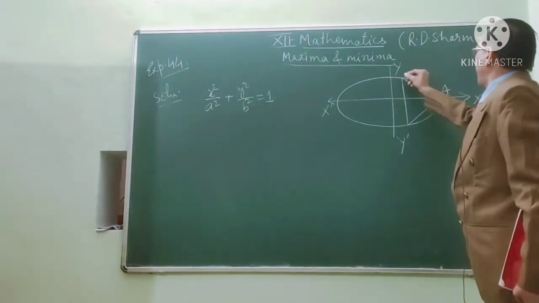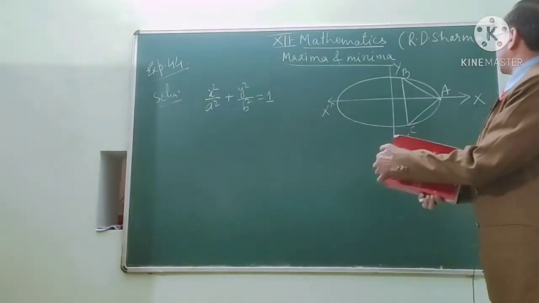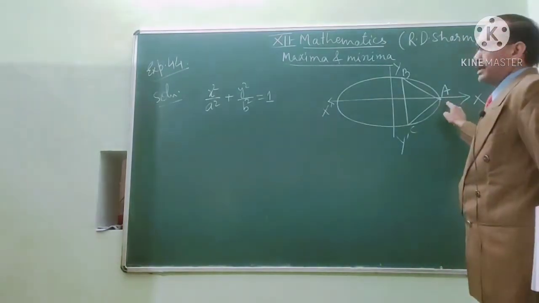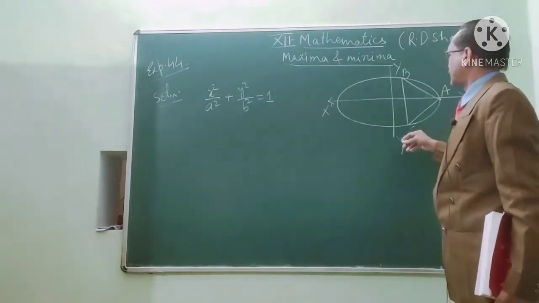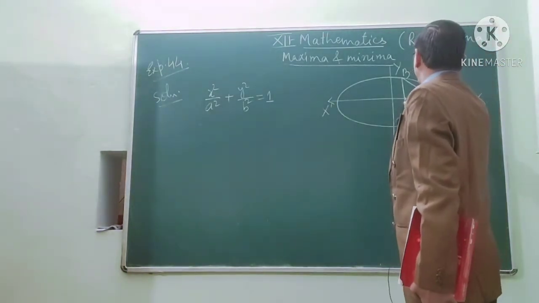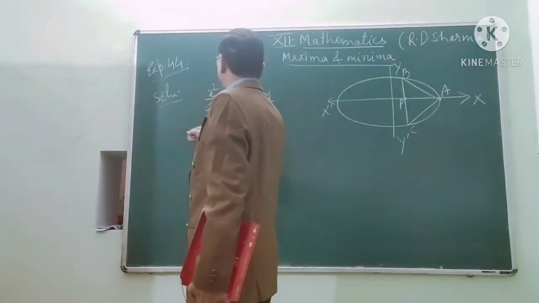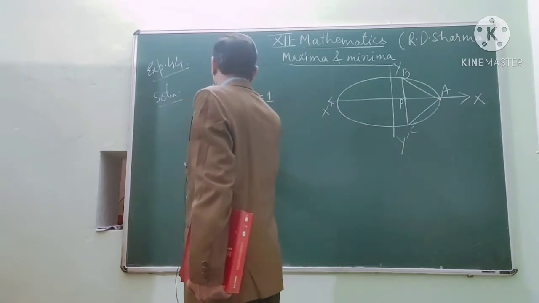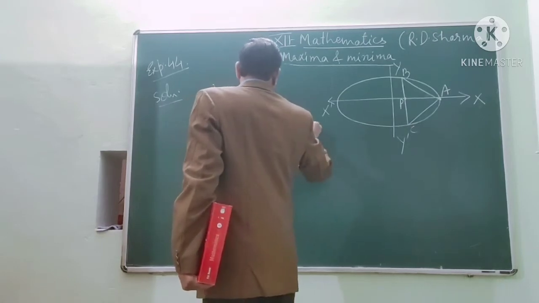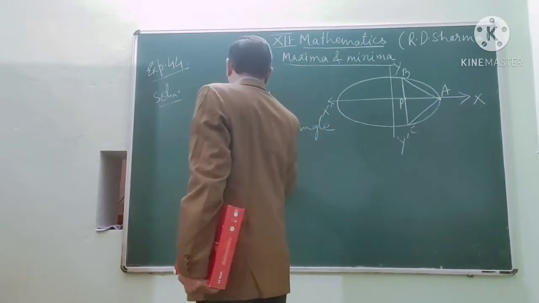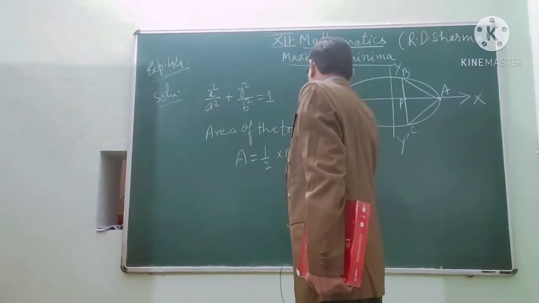So let the vertices be A, B and C. ABC is an isosceles triangle. Its vertex A is common with the vertex of the ellipse. Let the foot of the perpendicular be the point P. So the area of the triangle A is equal to half of BC into AP.